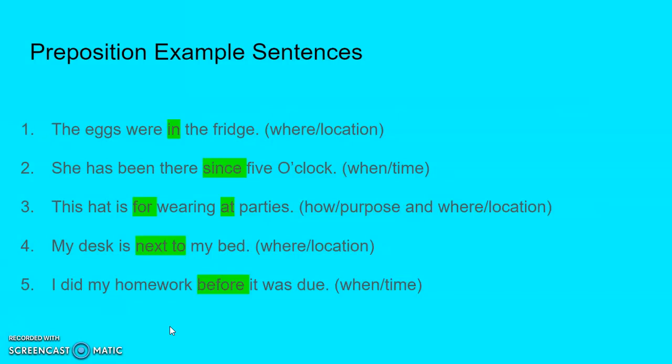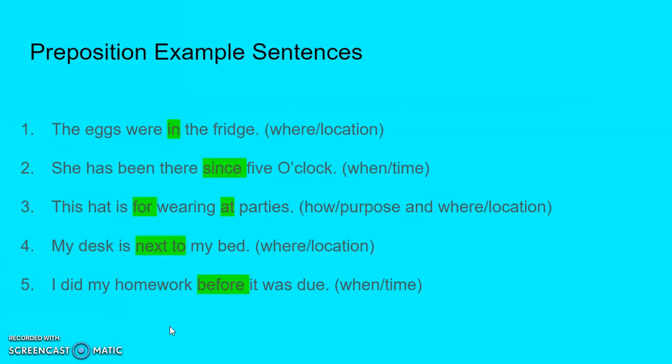Secondly, we have, she has been there since 5 o'clock. Since is the preposition because it helps us tell the time in which she, which is the noun, has been there. Next, we have the hat is for wearing at parties. For is a preposition in this sentence because it tells us the purpose of the hat and why we wear it. At is also a preposition in this sentence because it tells us the location in which we wear the hat. We wear the hat at parties.